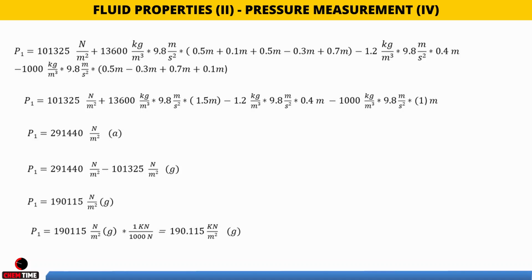Gauge is equal to 190,115 newtons per meter square. Gauge is equal to 190,115 by 1000 kilonewtons per meter square gauge, that is 190.115 kilonewtons per meter square gauge. With this, I conclude my presentation.